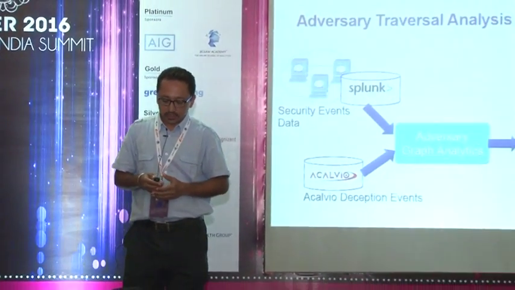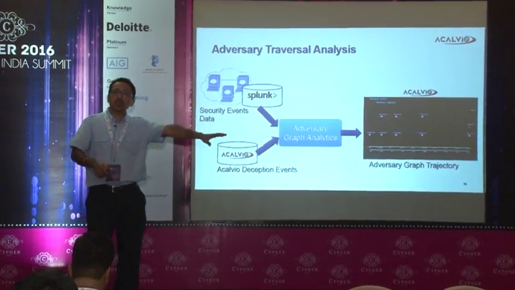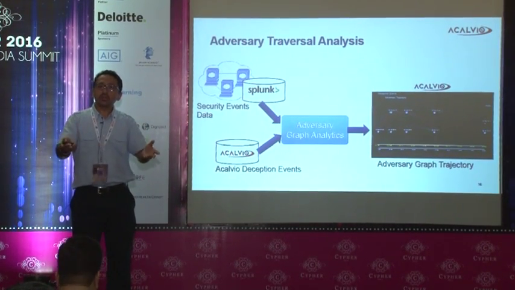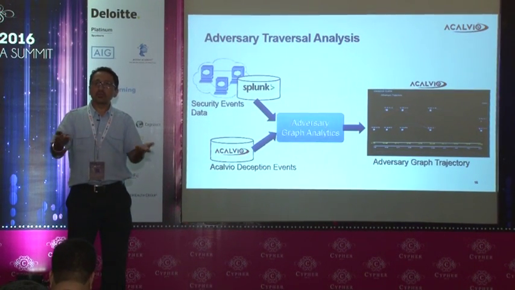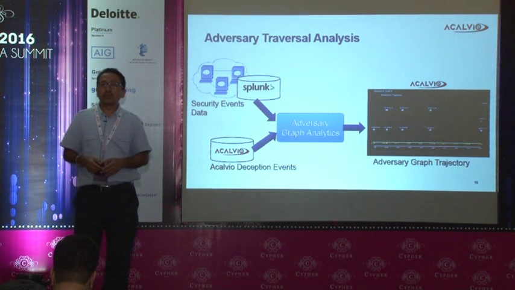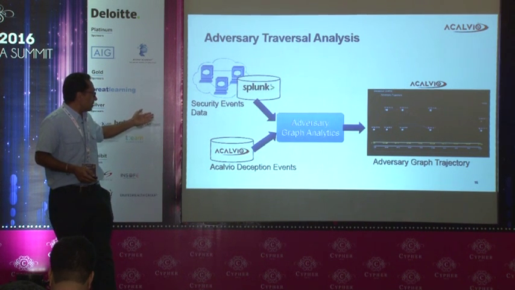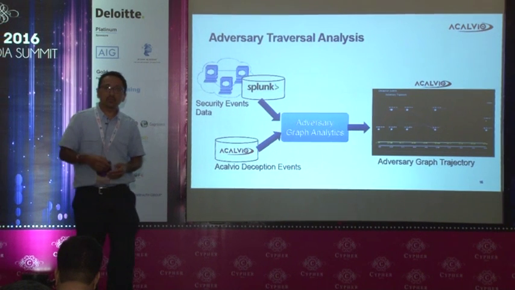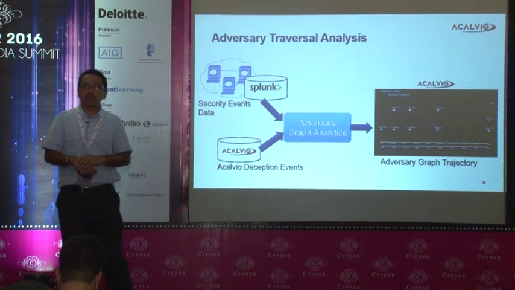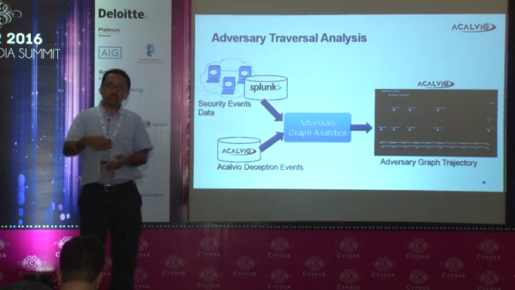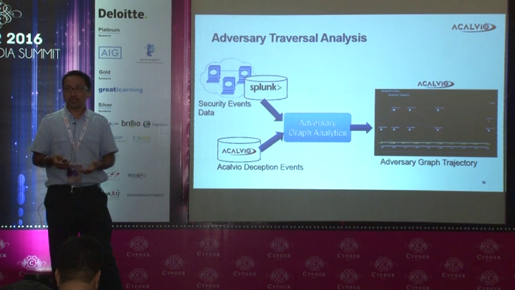Now, as I was telling you, you collect a whole bunch of data. That data is stored in a data lake, and in the security industry, that data lake is called SIEM, Security Information and Event Management tool, and Splunk is one of them, and they are our partner. Now, we take the security events data from Splunk, and we have our deception data. We correlate that, and we figure out what's the path which the adversary may have taken. And that's what we call adversary graph analytics.